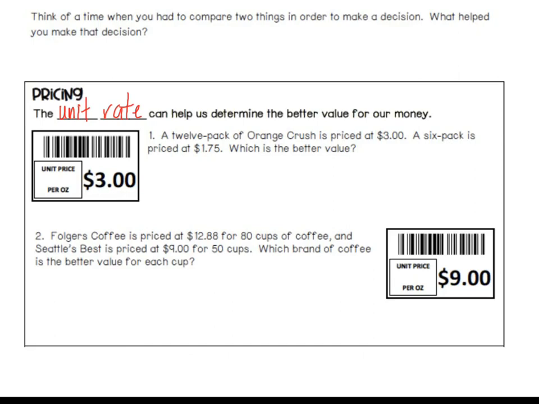Let's take, for example, this situation where we have a 12-pack of Orange Crush, that is $3, and a 6-pack, that's $1.75. We want to figure out which one is the better value. So what I'm going to do is divide my workspace in half here, and I'm first going to focus on this 12-pack of Orange Crush.